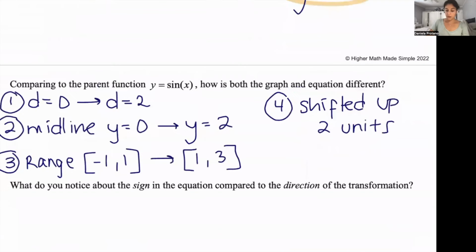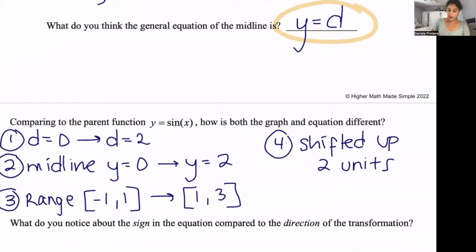Now there's a few things going on. If we compare to the sine parent function, y equals sine of x, how is both the graph and the equation different if I take that entire function and add 2? So what's going on? Well, there's a few things, right? We already talked about this one here. The d value went from 0 to 2. And so the midline is going to change from y equals 0, aka the x-axis, to y equals 2.